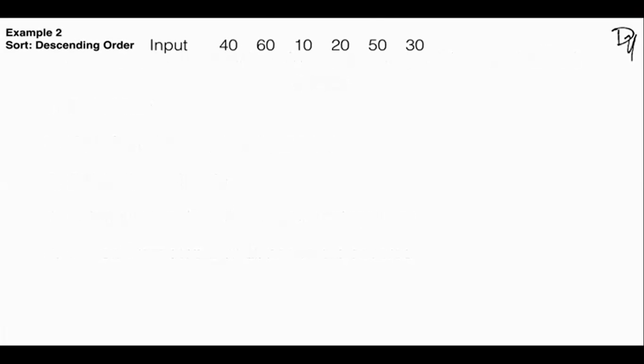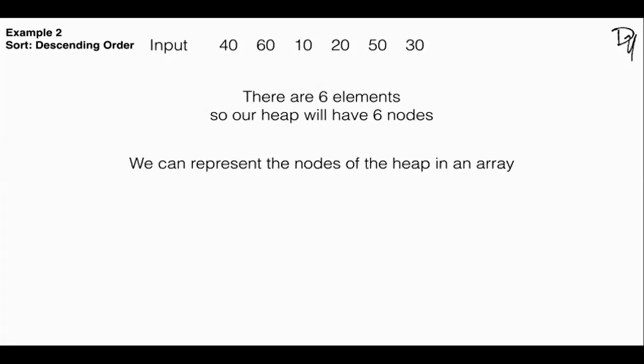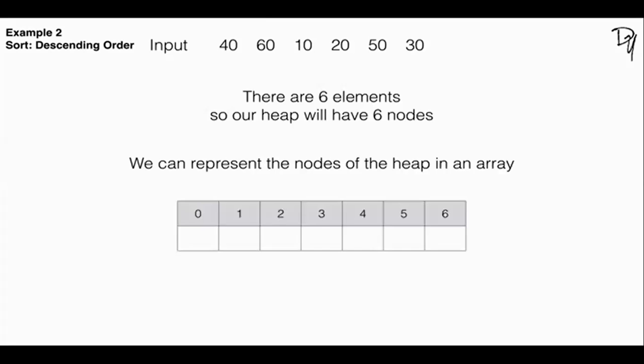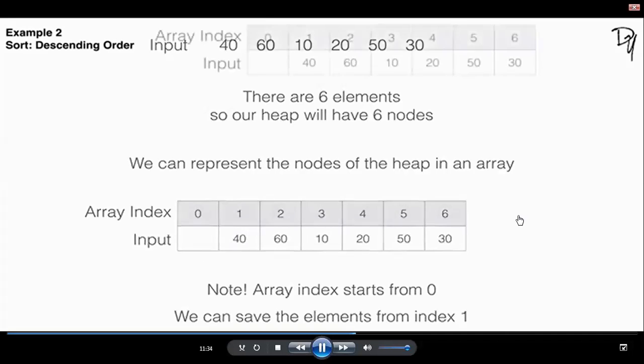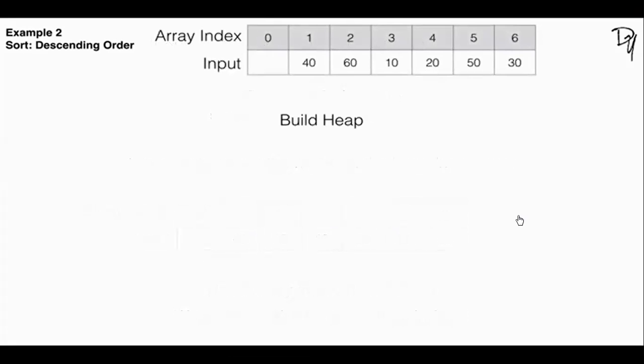So we'll consider the example, the same example with 6 elements. So definitely our heap will have 6 nodes. How can we represent those nodes in an array? Since array indexes start from 0, as I told, we can read elements from the first position. Programmatically, it will be easy for us. First step, we have to build the heap.